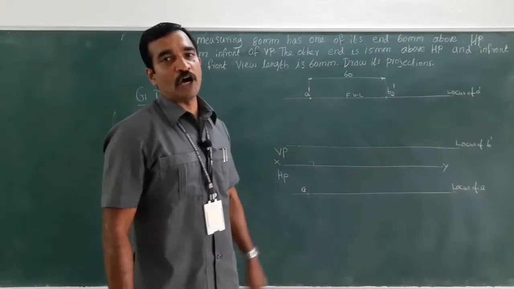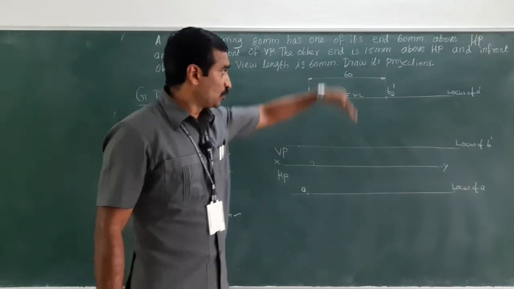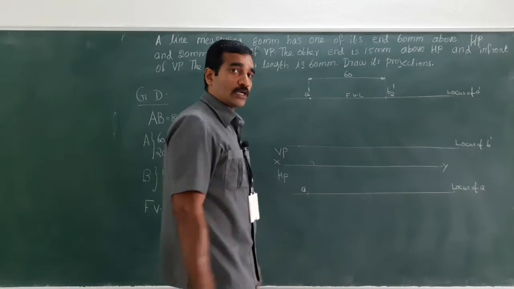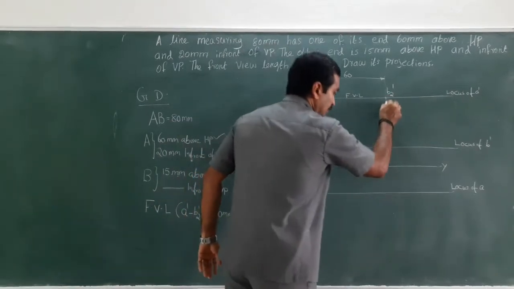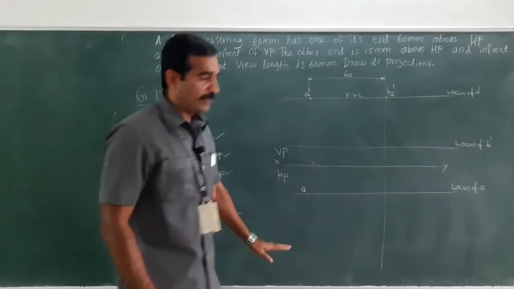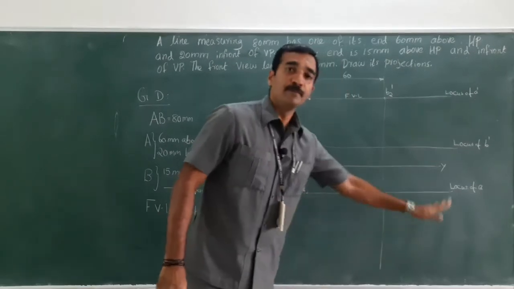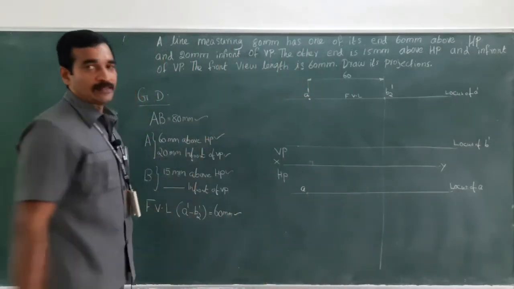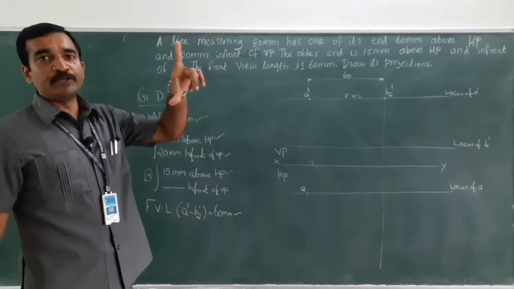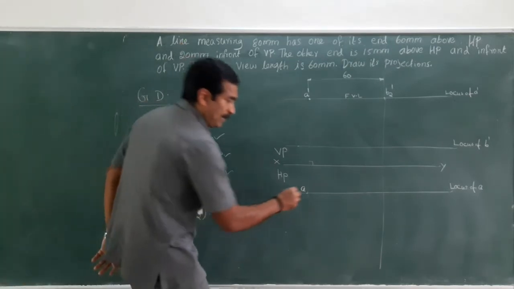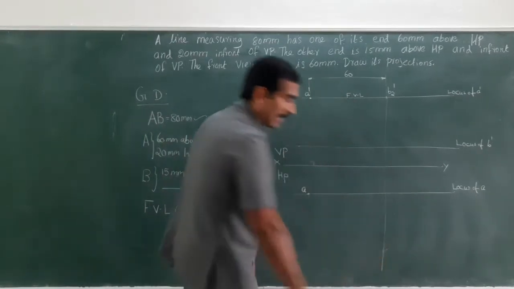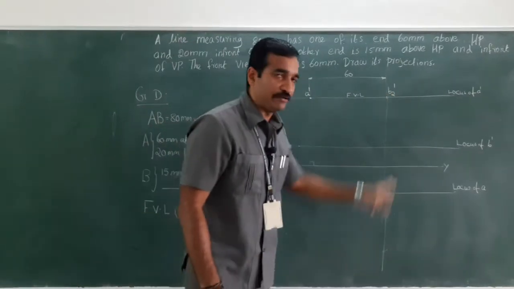Then what about its top view? I need to project this line to the locus of B, isn't it? Let me project it. Here as such there is no locus of B. To find the locus of B, we have the true length. Take 80 mm in your compass. Keeping at A, cut an arc on the line which has been extended from the front view length.